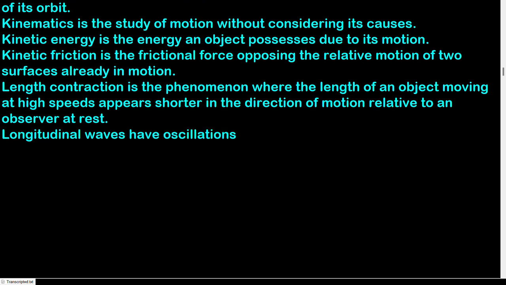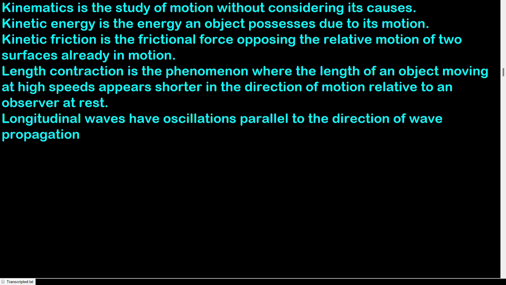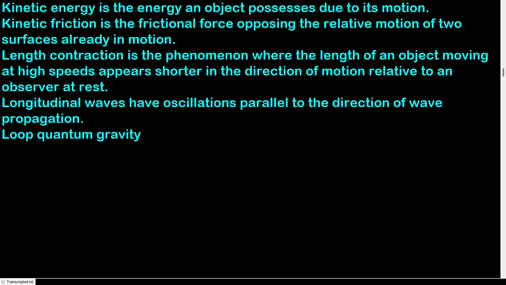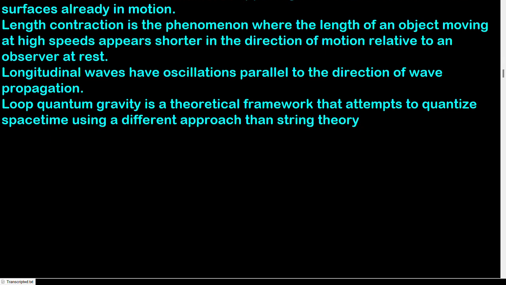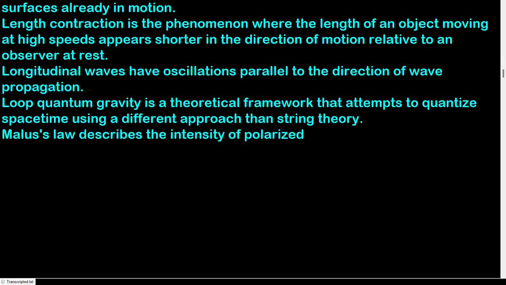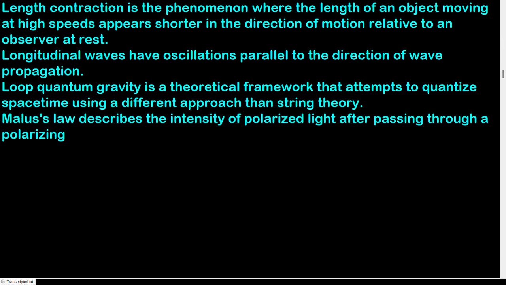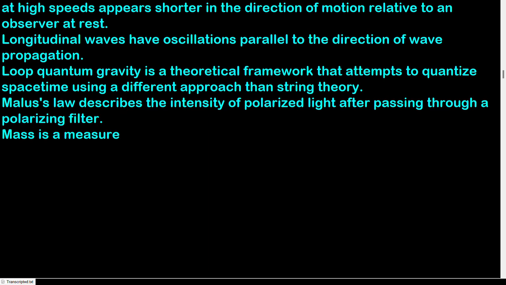Longitudinal waves have oscillations parallel to the direction of wave propagation. Loop quantum gravity is a theoretical framework that attempts to quantize spacetime using a different approach than string theory. Malus's law describes the intensity of polarized light after passing through a polarizing filter. Mass is a measure of the amount of matter in an object.